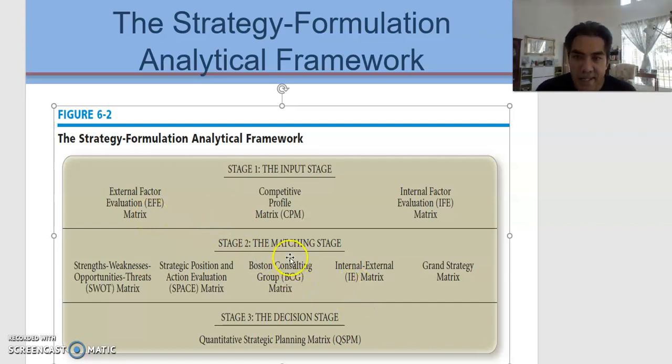And then in this chapter, we are going to discuss all of this at the matching stage. This is how you are going to use all of the information that we have identified in the earlier stage, and then we try to match in the second stage. And then finally, we go into the decision stage, maybe based on 3 or 4 final alternative strategies, potential strategies. We are going to use QSPM in order to make the final decision.